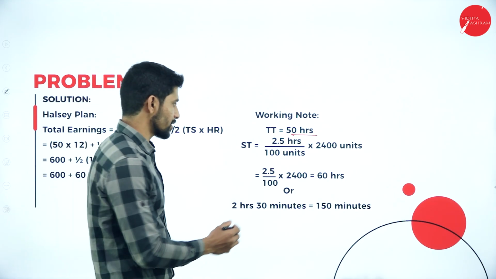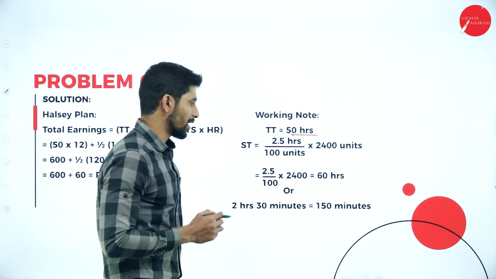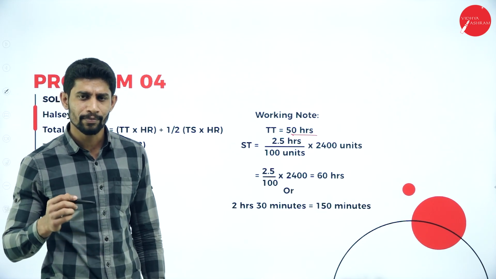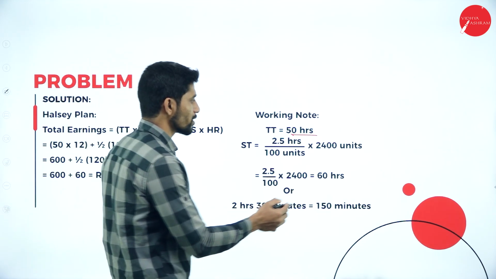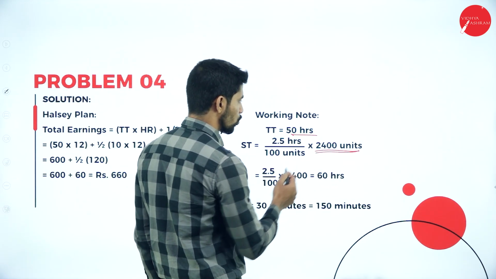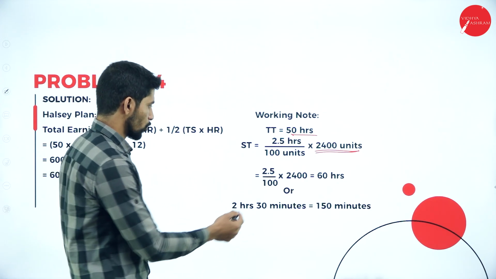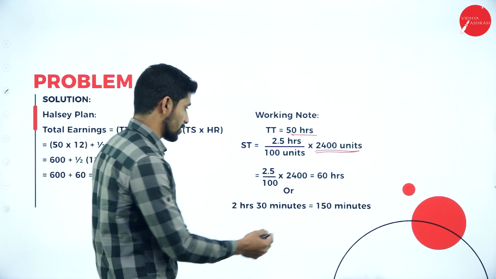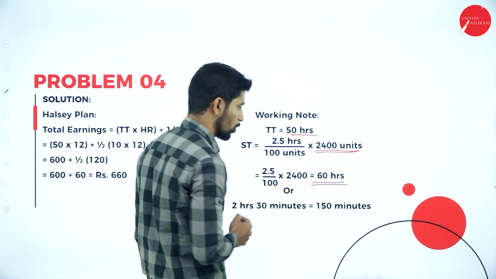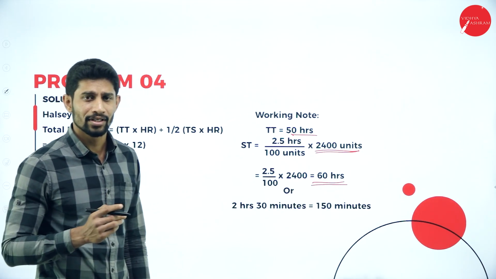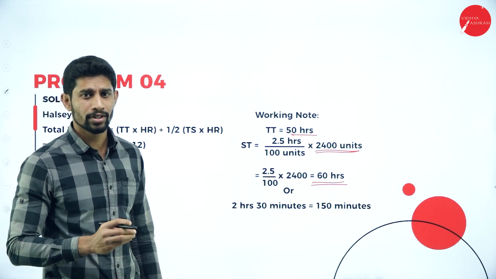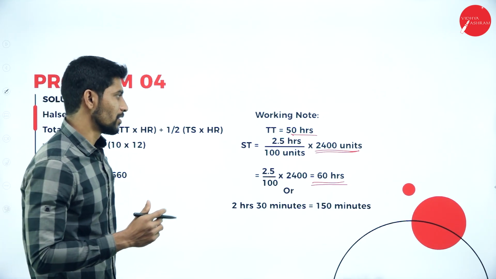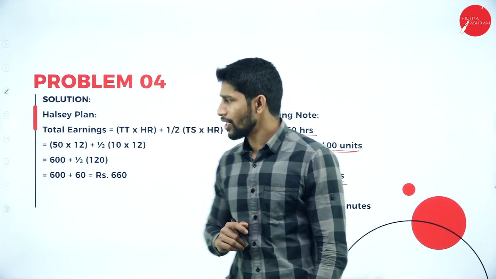In 2.5 hours, you can produce 100 units. Then what is the time required to produce 2400 units? So 2.5 divided by 100 into 2400, you will get 60 hours. So the standard time is 60 hours.